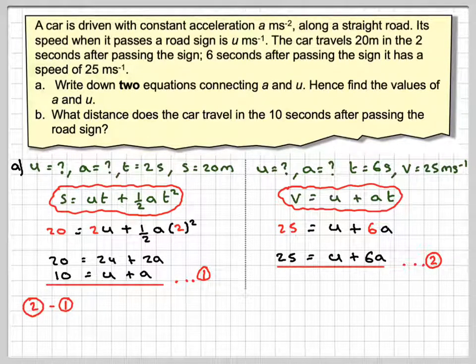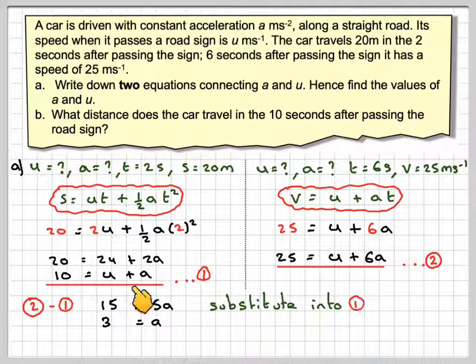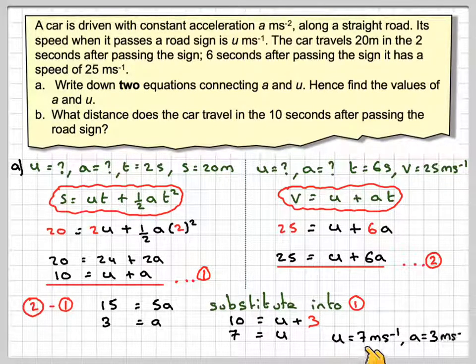So if we do equation 2 take away equation 1, 25 take away 10 gives me 15. u take away u gives me nothing. 6a take away a gives me 5a. So a must be equal to 3. If we substitute a = 3 into one of the equations, this one's obviously the easiest one, we get 10 = u + 3, so u = 7. So u is 7 meters per second, and a is 3 meters per second squared.